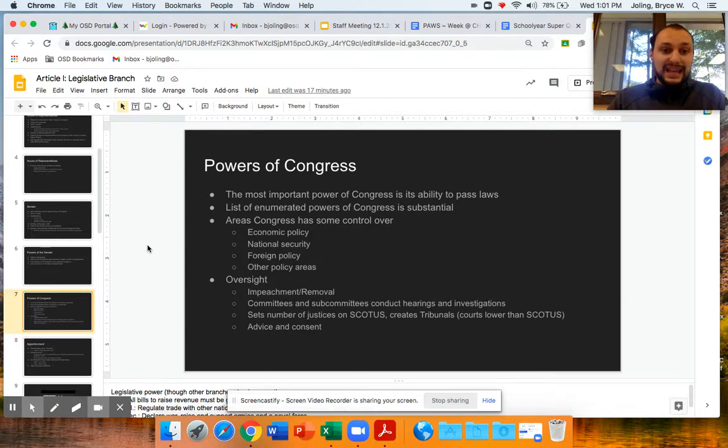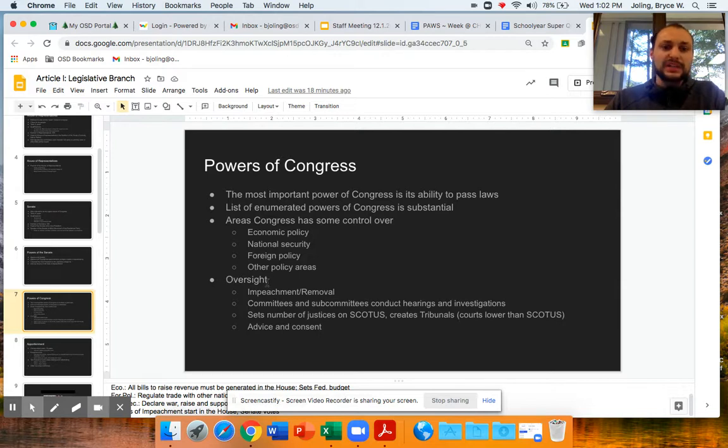Some areas that they also have some control over are things like economic policy. So once again, any bill dealing with taxes or revenue must originate in the House. They also have control to an extent over national security. They regulate trade with other countries. For example, they have committees that have oversight. They also play some role in foreign policy, most specifically ratifying treaties, and they also have some other powers as well in other areas of policy.